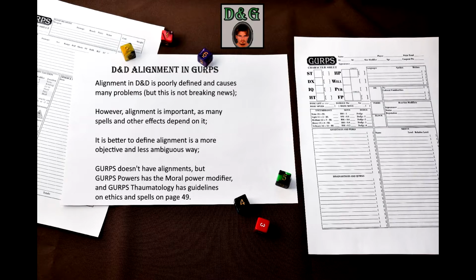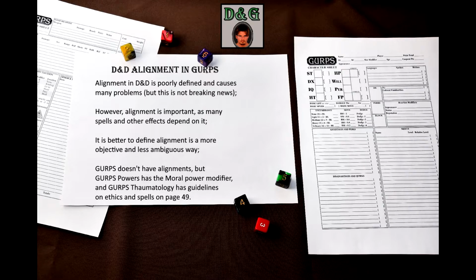It feels to me that the alignments should be preserved in some form that is more objective and easy to use and understand when transitioning to GURPS. GURPS does not have alignments, but there are some rules that might help you. For example, GURPS Powers has a moral power modifier, and the example moral powers of good, evil, chaos and order. But it also says that they should only exist in settings with absolute morality. I do not like absolute morality.